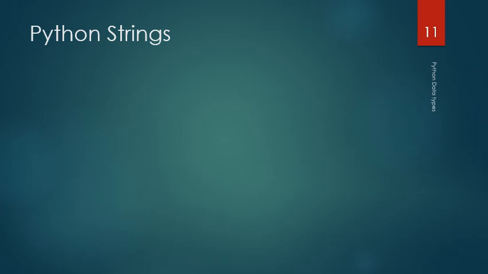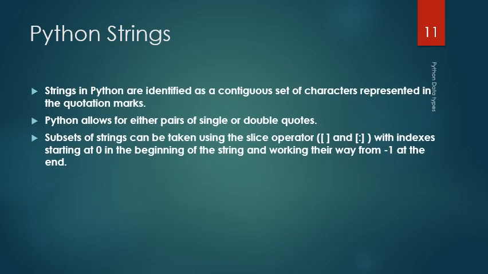Next comes Python strings. Strings in Python are identified as a contiguous set of characters represented in quotation marks. Python allows either pairs of single or double quotes. Subsets of a string can be taken using the slicing operator. Slicing operators are given in brackets with indexes starting from 0 at the beginning of the string and working their way from -1 at the end.